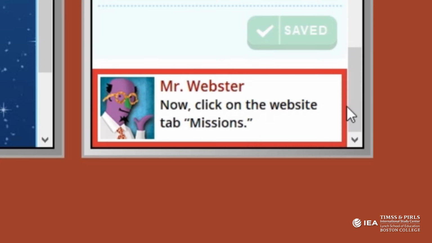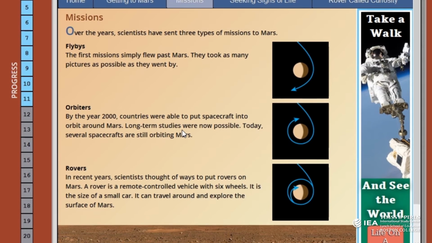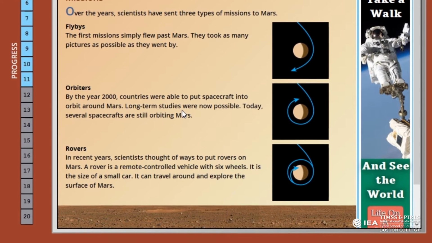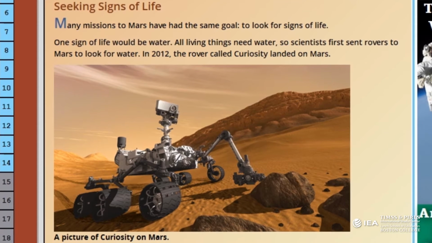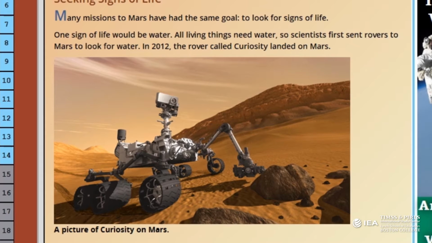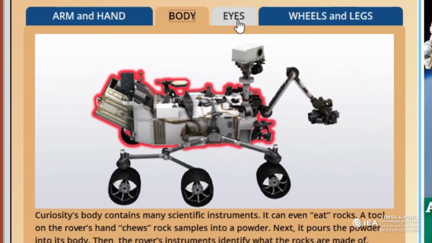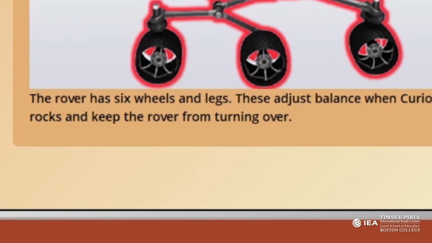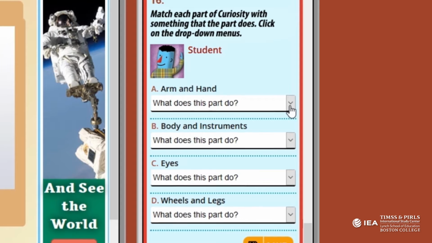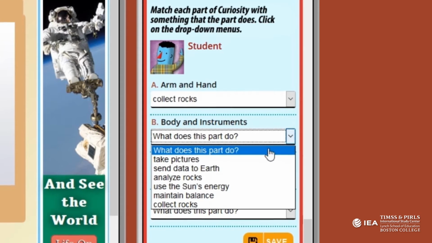The teacher avatar then prompts students to navigate to the Missions tab, where they are presented with both text and images about types of missions to Mars before answering a question about flybys. The last tab introduces students to the rover Curiosity through a set of interactive images. Clicking through the tabs, students explore each of Curiosity's body parts and their functions before answering a series of questions by selecting the answers from the drop-down menus.